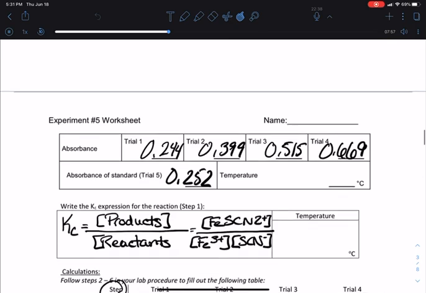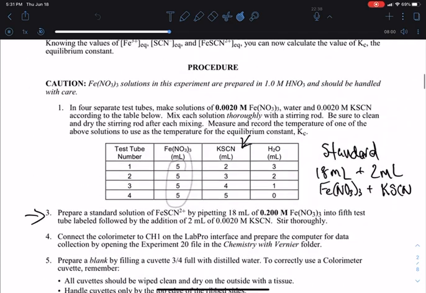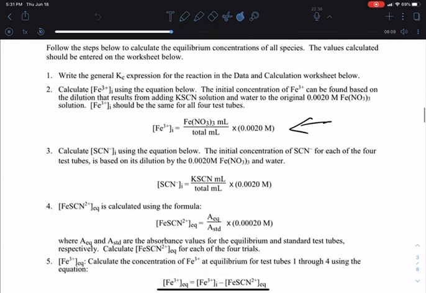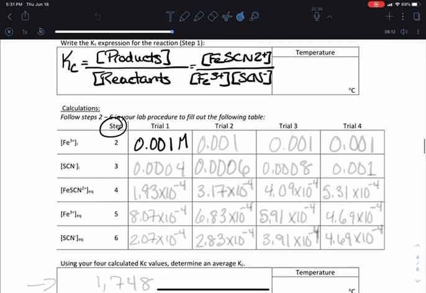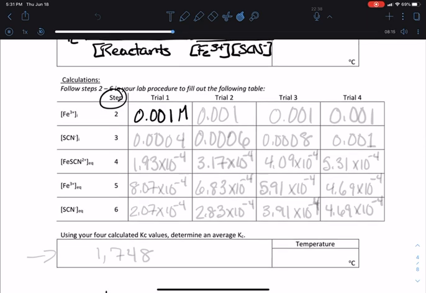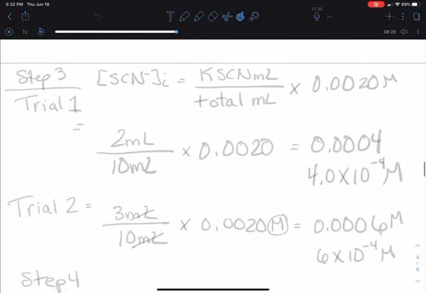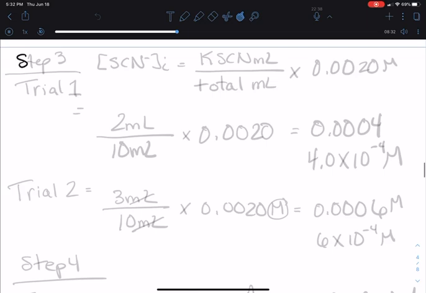Now if we go back to the table that tells us how to mix our concentrations, we will see that these were all the same, and so all the trials would be the same for the initial iron concentration. So I'm just going to fill that in here. So for step 3, we're determining the concentration of the thiocyanate. So we're going to start with trial 1.